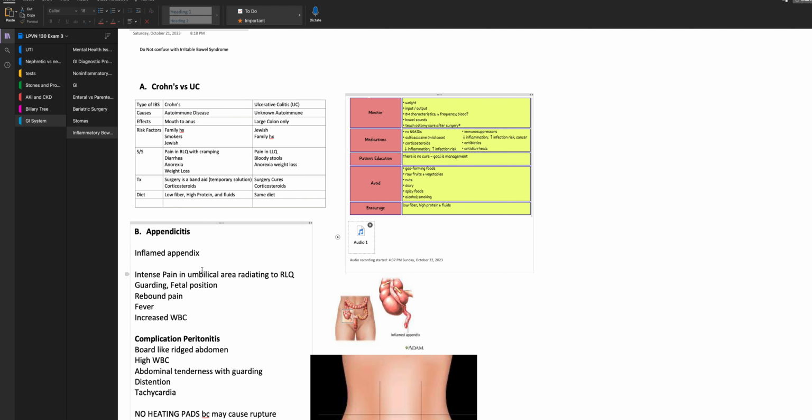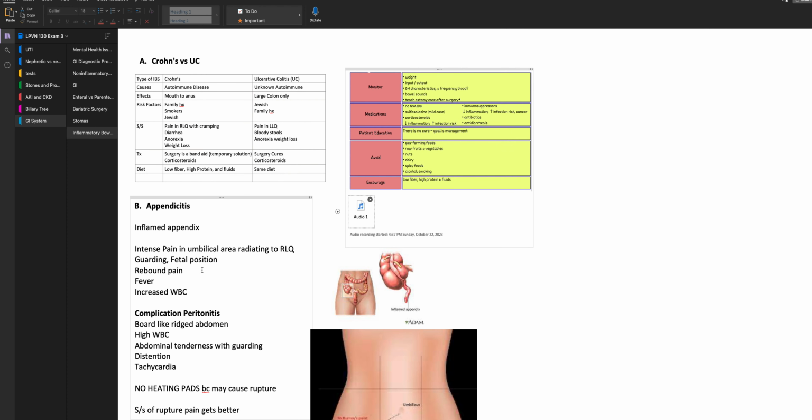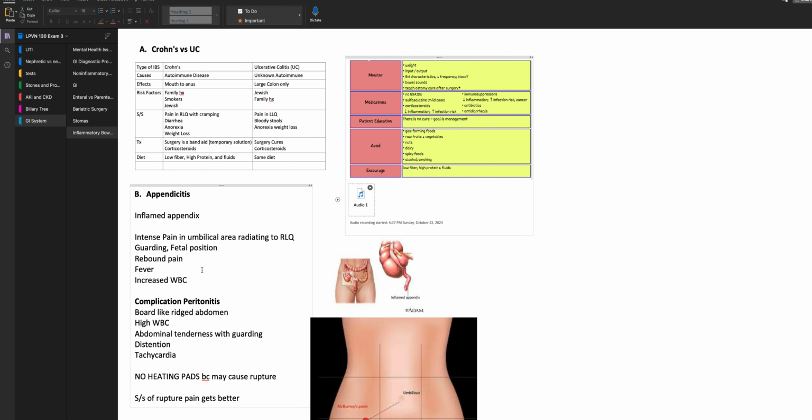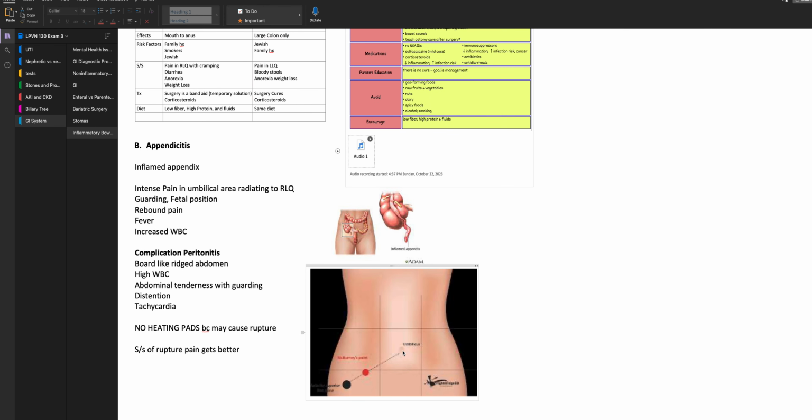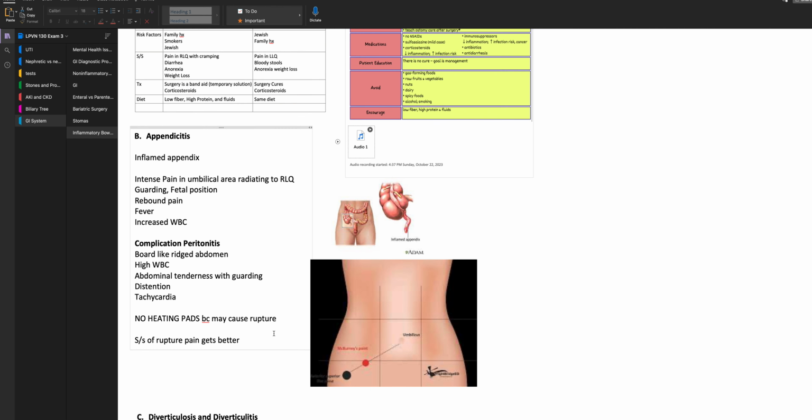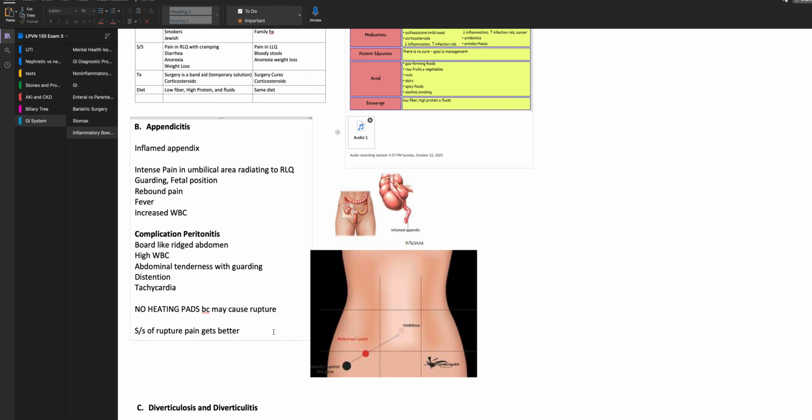Appendicitis is an inflamed appendix. You want to act on it quickly because you don't want it to rupture. Patients are going to have intense pain in the umbilical area, radiating to the right lower quadrant. So here's the umbilicus. It radiates here, and this is called McBurney's point, which is near where your appendix is. They'll have pain there and they'll have rebound tenderness, like the provider presses on the belly here, and they're going to have pain here. That's what that's called. They'll have fever and increased white count.